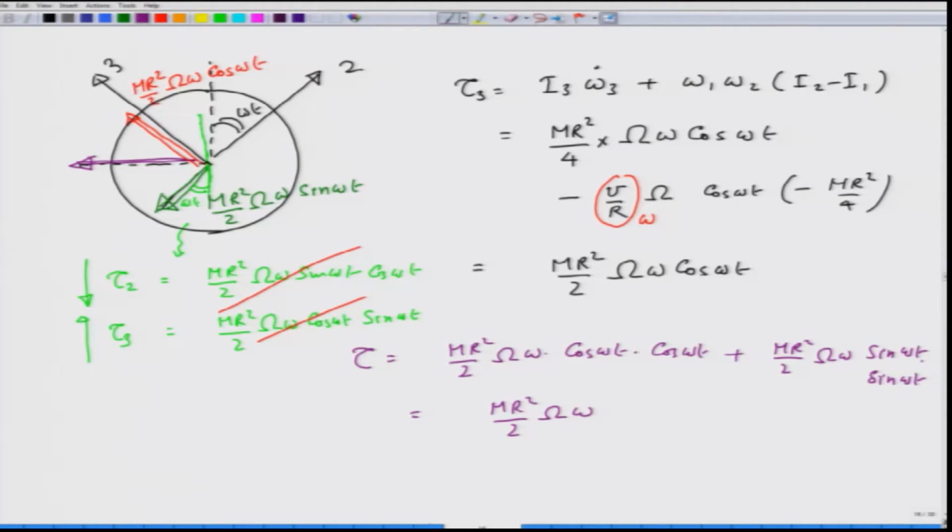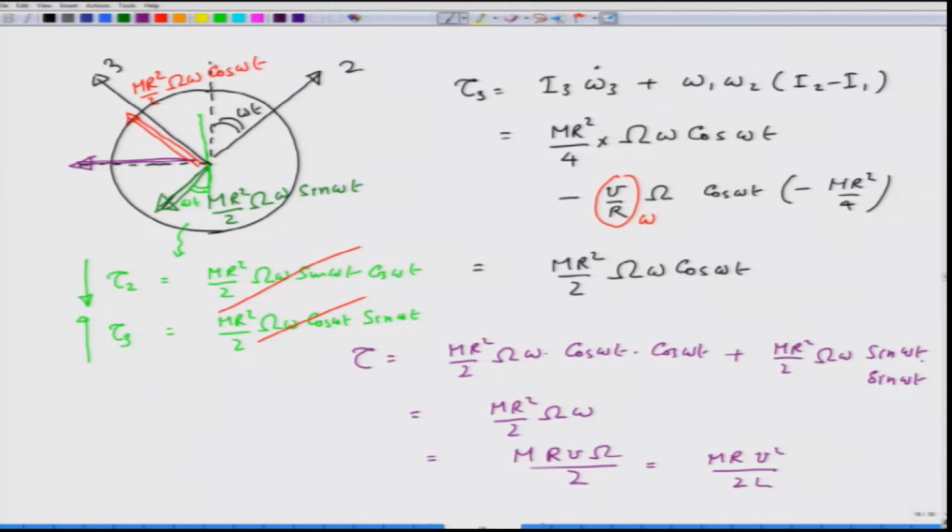Again, if I play around, r omega is v, so I can write this as m r v capital omega over 2, and capital omega is v over L, so I can write this as m r v square over 2 L, which is the same answer as obtained earlier.